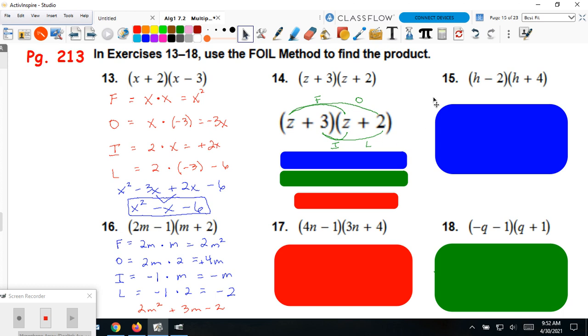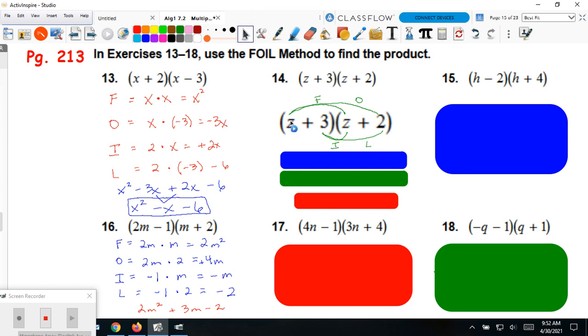Where I just do the distributive property two times, or FOIL. The first one, z times z, is your F. Your O is the outsides, the z and the 2, or the outers. The inner ones, or the inside ones, right here is the I, z and 3. And then the 3 and the 2 is the last.